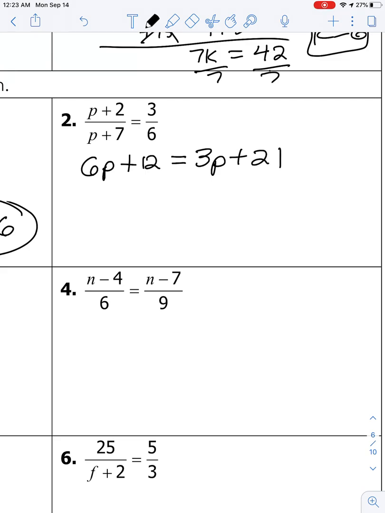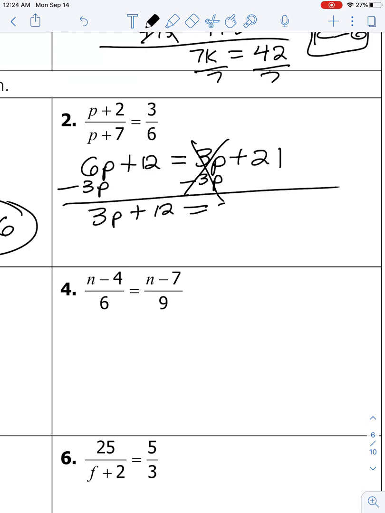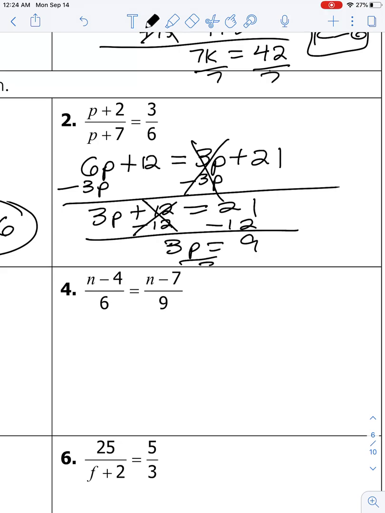So again, we've got 2 terms on each side. We've got a letter on each side of the equal sign, so we need to get our letters to one side. So I'm going to subtract this 3p to the other side because it's positive. Again, we want to cancel it out, meaning we want to subtract it because it's positive. And then we get 3p plus 12 equals 21. We're going to subtract 12 because it's positive. We get 3p equals 9. Divide by 3, p equals 3. And that's our answer.